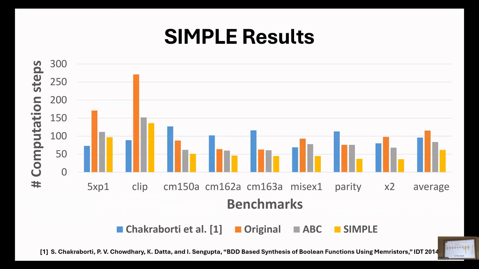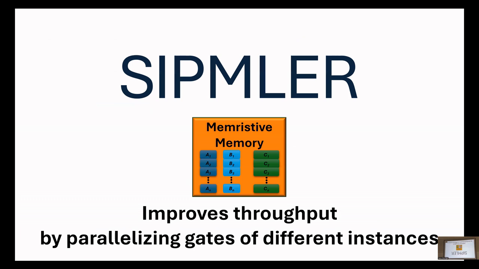Okay, if we look at the results, then we can see that we got a 1.87x improvement over the original netlist in terms of the latency or number of computation steps. And compared to previous works, we got 1.55. You can see more results in the paper. Okay, so now we're going to talk about SIMPLER that improves the throughput. And as I said, we understood that this is better and more important.